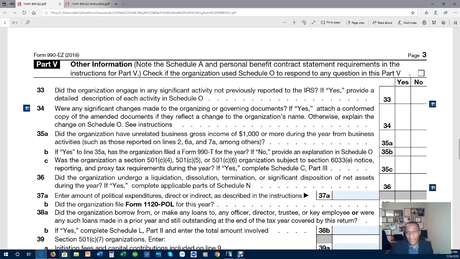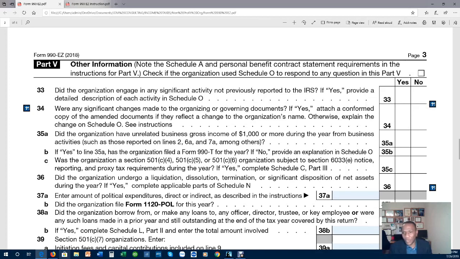Line 33: did the organization engage in any significant activity not previously reported to the IRS? If yes, provide a detailed description of each activity on Schedule O. You will say either yes or no. Were any significant changes made to the organization's governing document? If yes, you will also need to provide an explanation on Schedule O, and you will check yes. But if no, then you will check no.